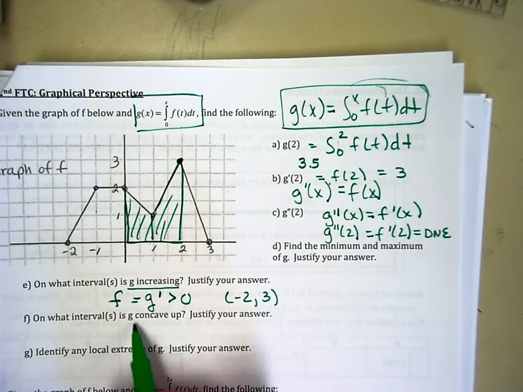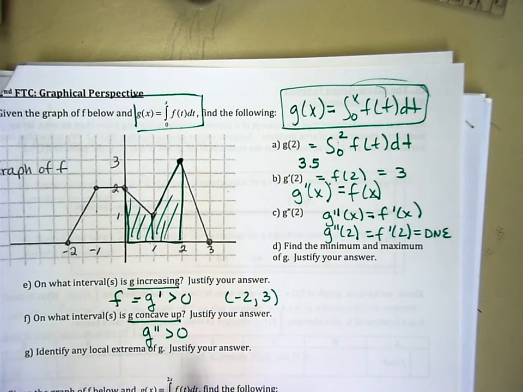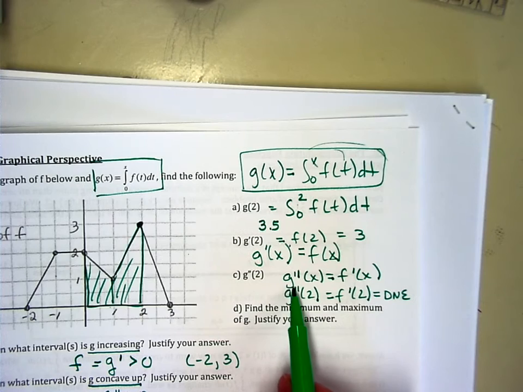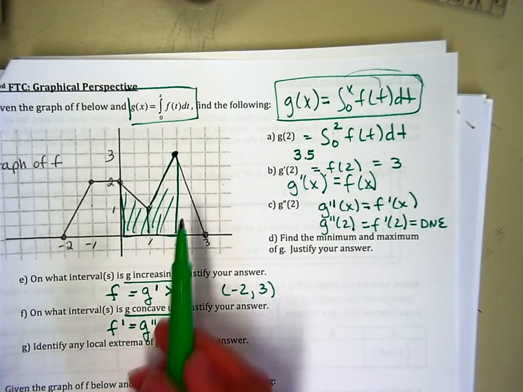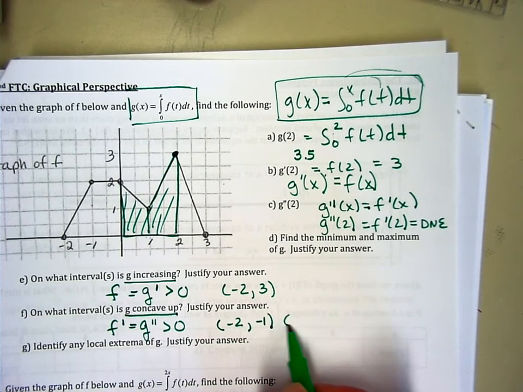Where is g concave up? So I'm looking for where g double prime is positive. But again, you need to connect it to f because that's what's given. But we figured out from here that g double prime is the same as f prime. So I'm looking for where the slope of this graph f is positive. It is positive from -2 to -1 and from 1 to 2.